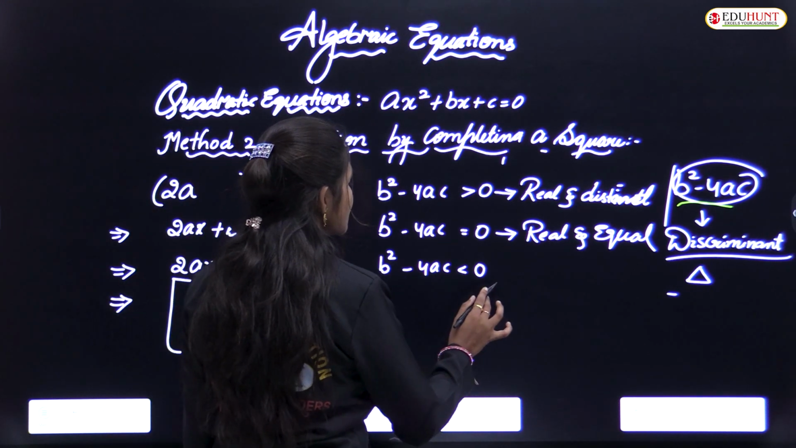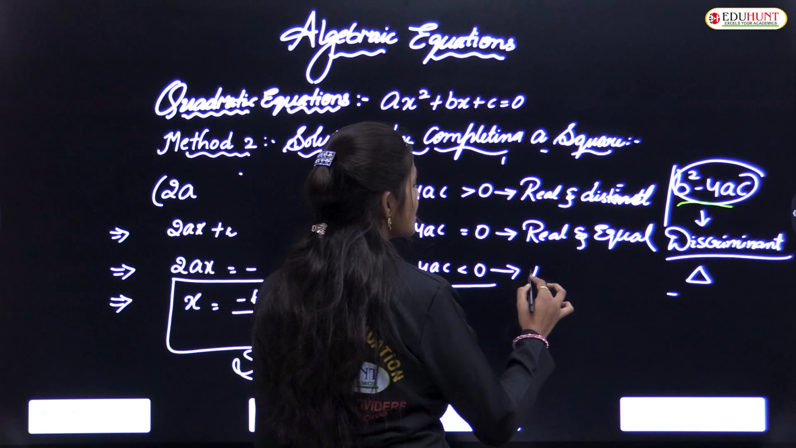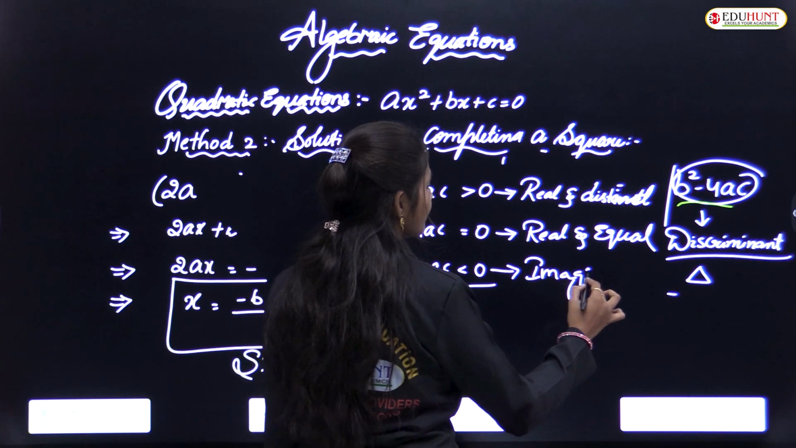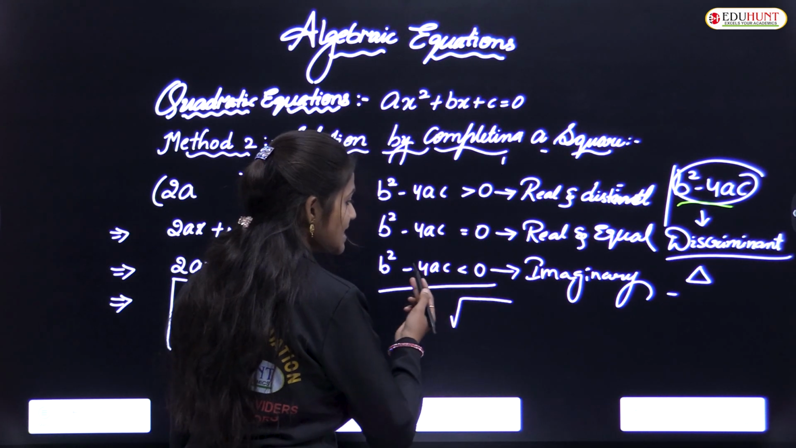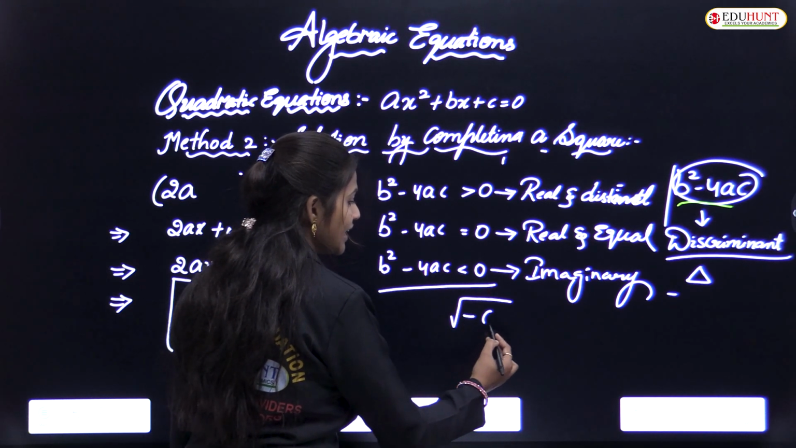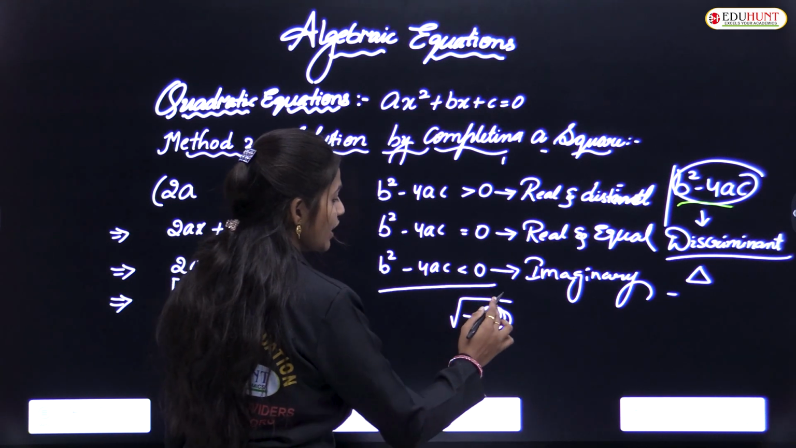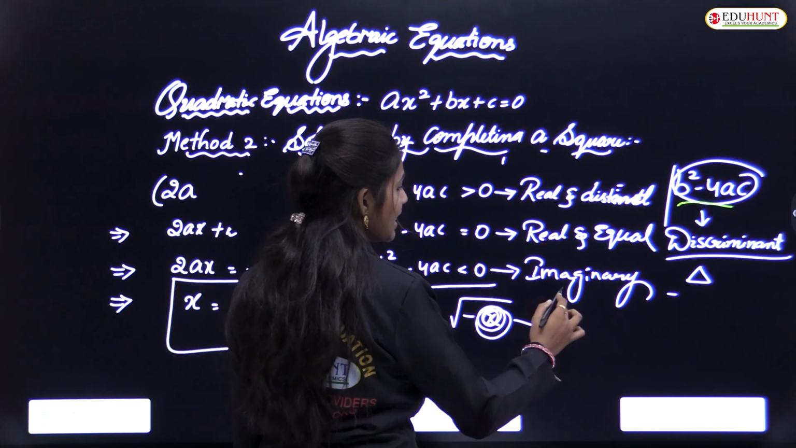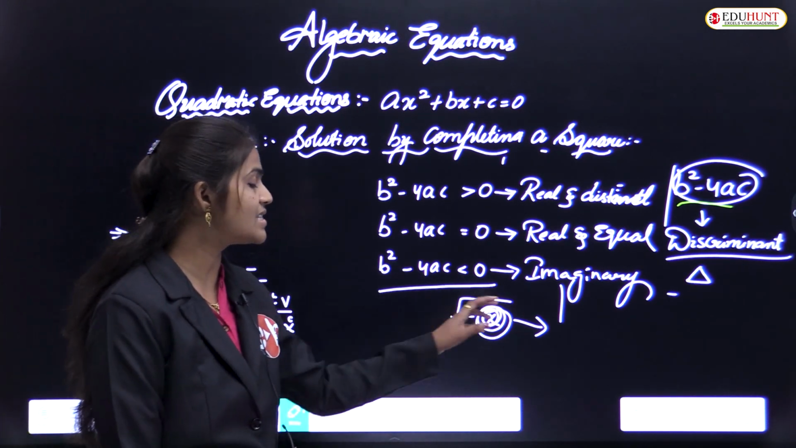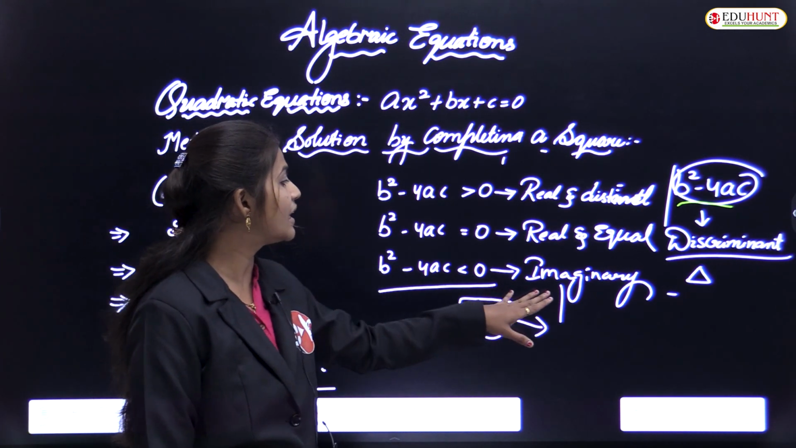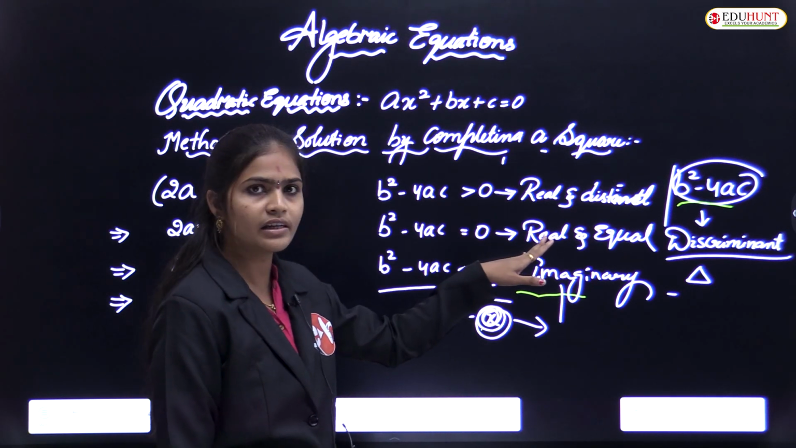So if b square minus 4ac is less than 0, here the roots are imaginary. Why? Because the square root of a value less than 0 means you will get negative values only, no? The square roots of negative numbers are called imaginary numbers. That's why you will get imaginary roots. And equal roots I already told.